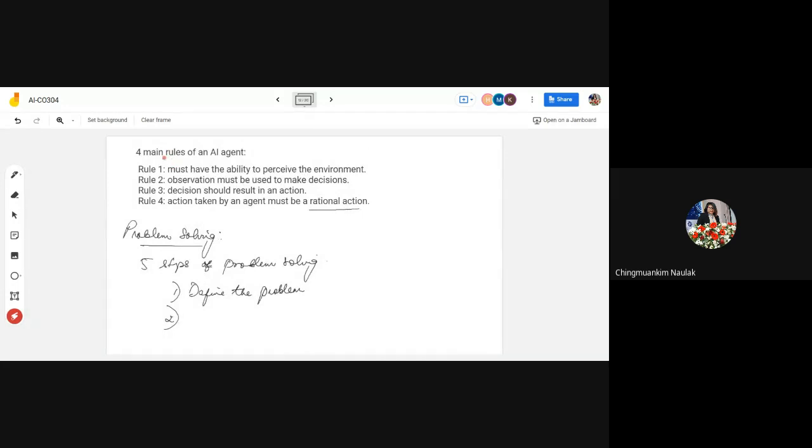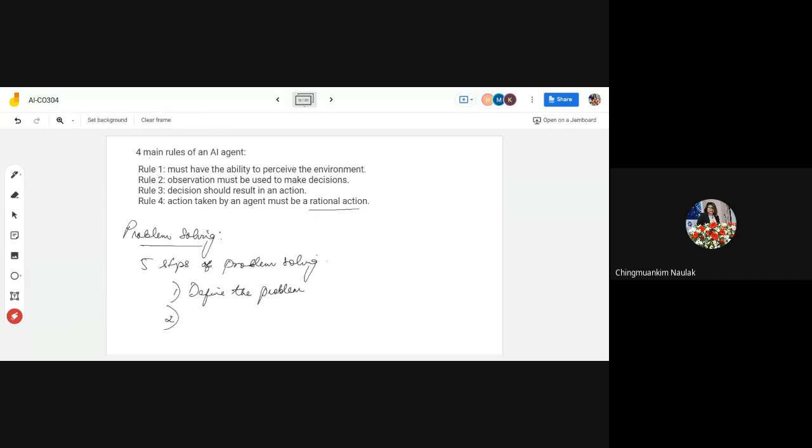Now there are four main rules of an AI agent. First rule is that the AI agent should have the ability to perceive the environment. Rule number two is that the observation that it is perceiving must be used to make decisions, and this decision should lead to an action. Rule number four is that the action taken by the agent should be a rational one. That's all about the rules of an AI agent.